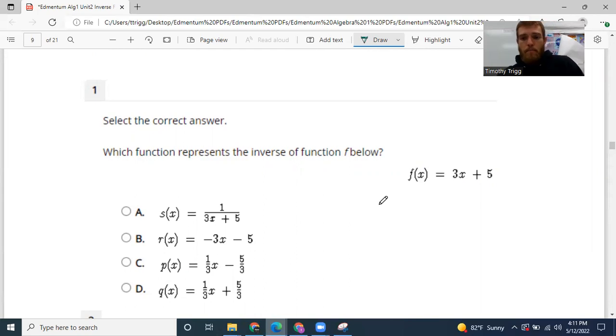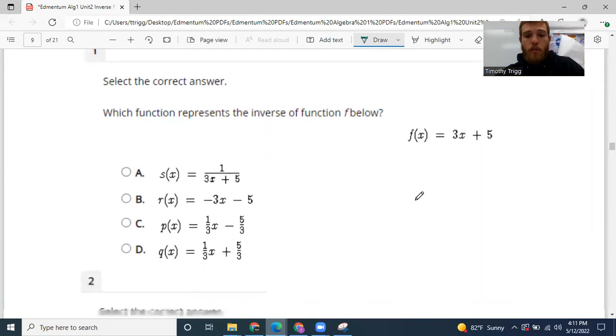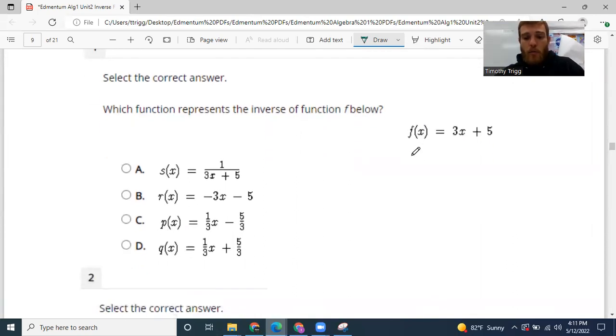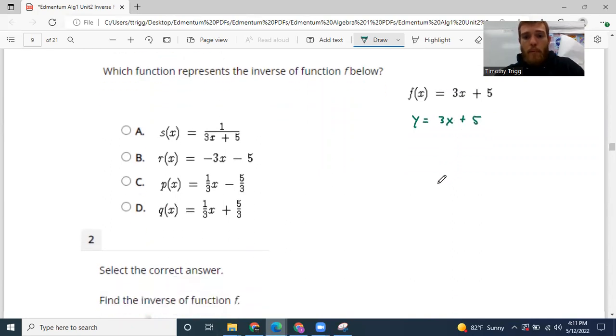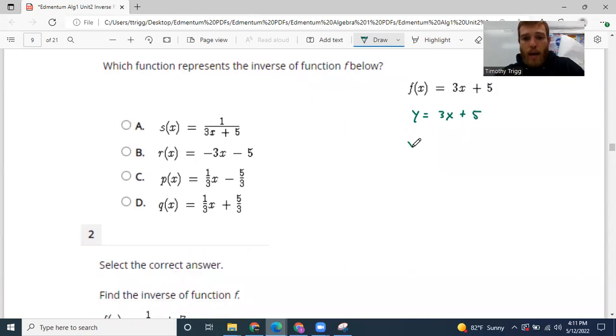Okay, so let's go ahead and figure out which of these is the inverse. Remember, the first thing I would do is replace this with y equals 3x plus 5. Then swap my x and y. So this would be x equals 3y plus 5. Then what you want to do is simply solve for y. Figure out which of those would be the result.